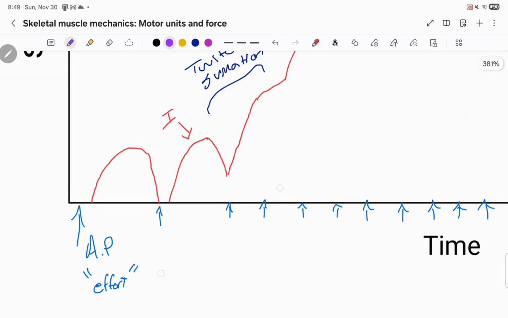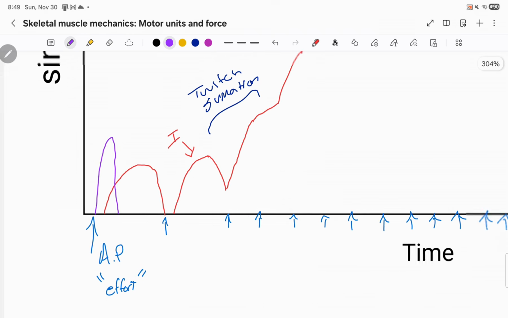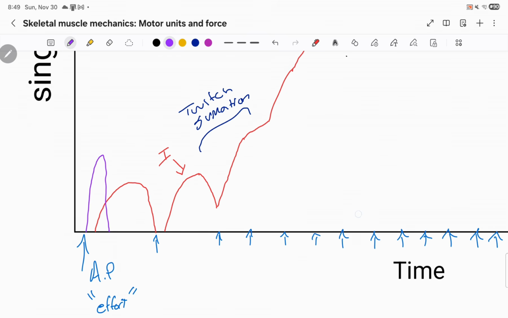Okay, so let's say we go with the same action potential. I launch an action potential, and after a while, there you go, it does a twitch. What do you notice about this twitch? It's thinner. The contraction and relaxation time is shorter, and the force production of a single twitch is higher. We've learned about this already.